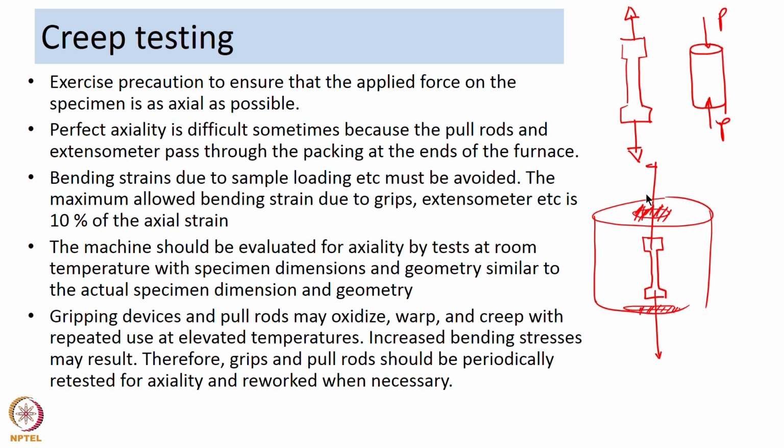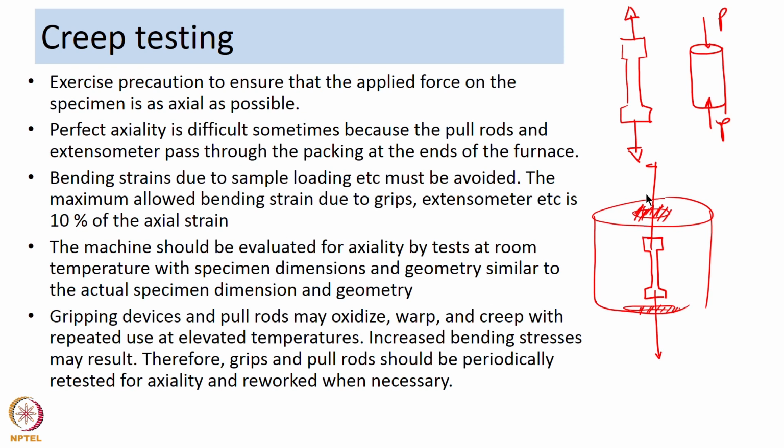So, before you carry out your test, you should also evaluate your machine for axiality, and what you can do is you can create some dummy samples, but these samples should have dimensions and geometry similar to the actual sample, and using these dummy samples and by testing at room temperature you can find out the amount of non-axiality that your sample is experiencing.